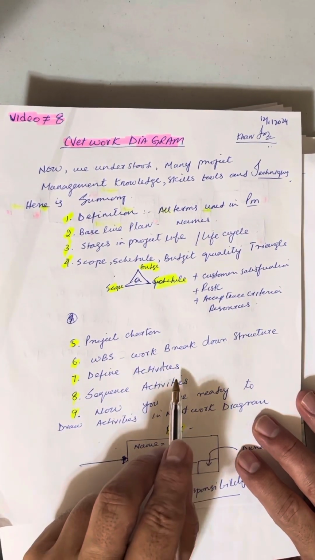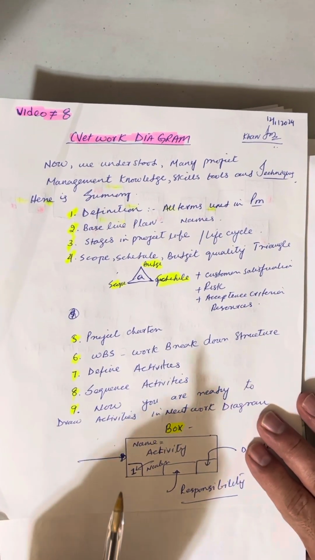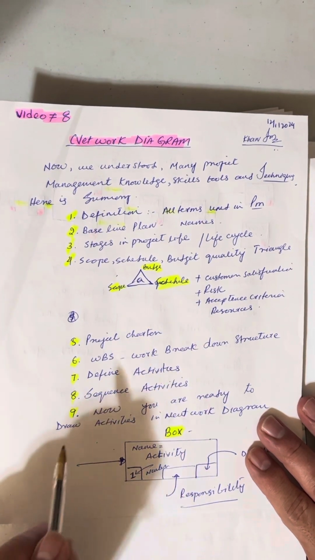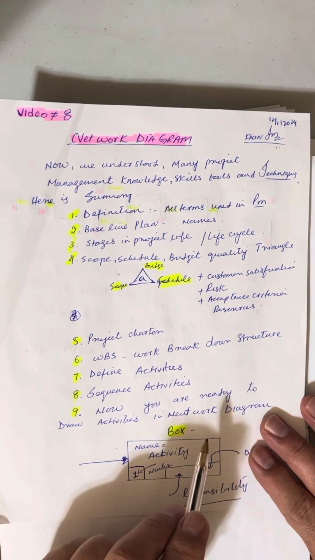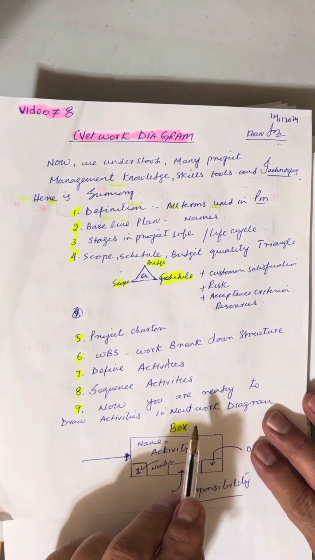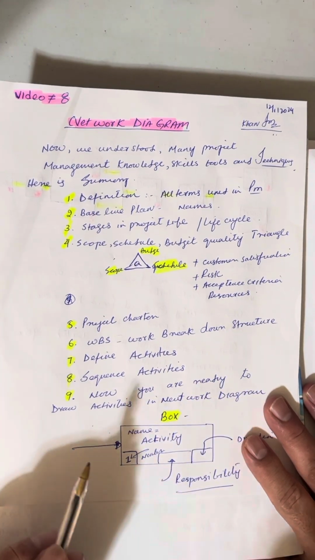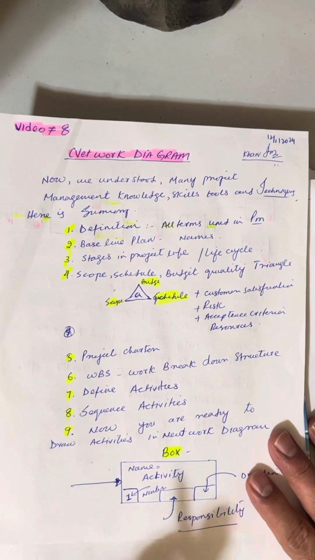Then I covered the work breakdown structure, how to divide the scope into work packages, and then I defined the activities, that also I covered. I sequenced the activities in the last video, and now you guys are ready to draw the activities in a network diagram.